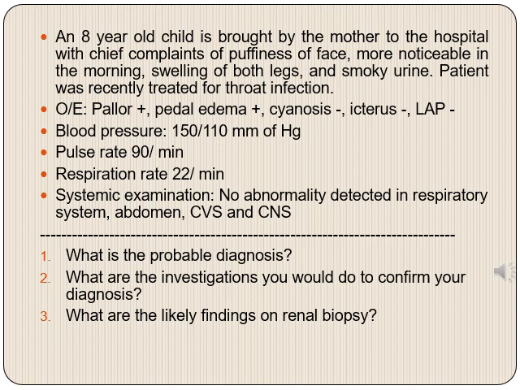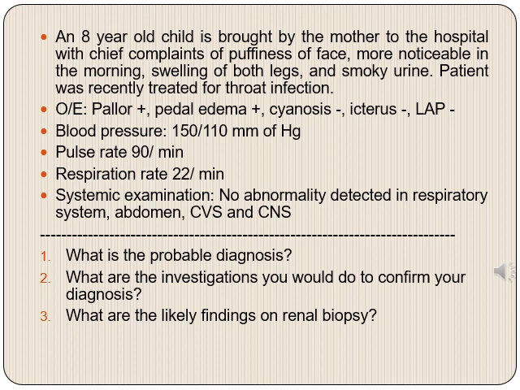Blood pressure was 150 by 110 millimeter of Hg. Pulse rate was 90 per minute, respiratory rate 22 per minute. On systemic examination, no abnormality was detected in respiratory system, abdomen, CVS or CNS.